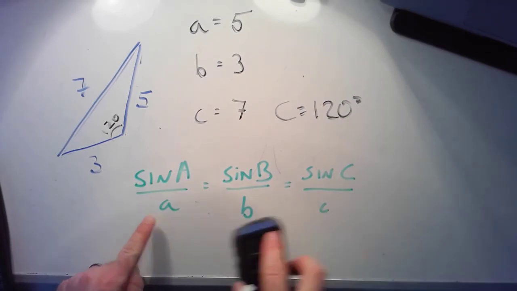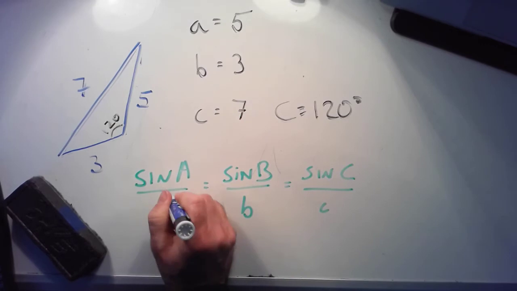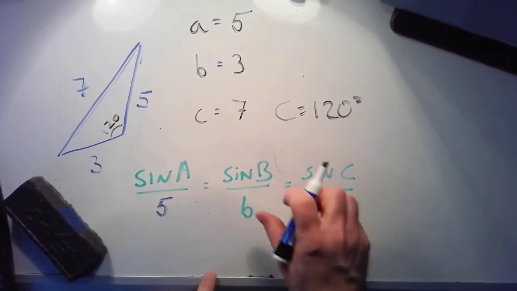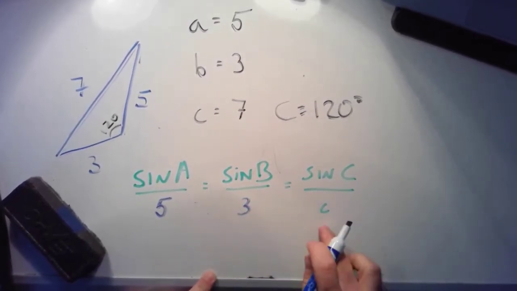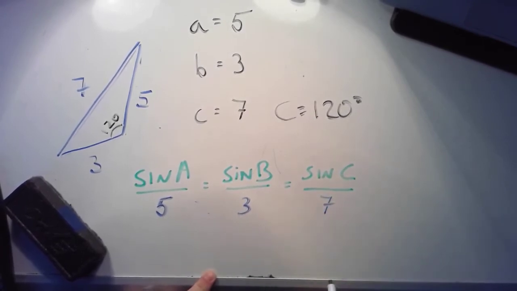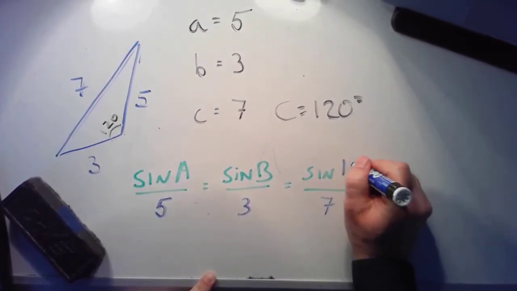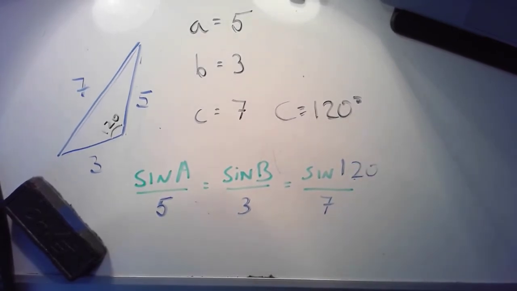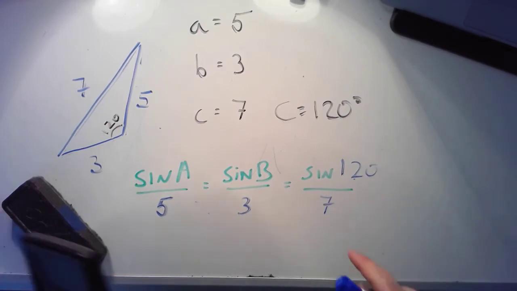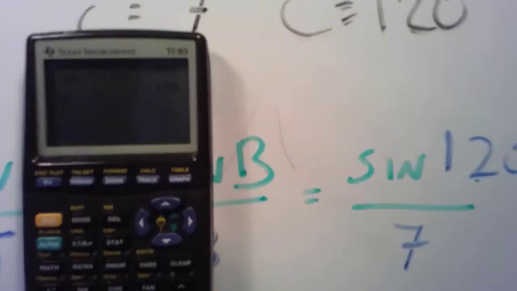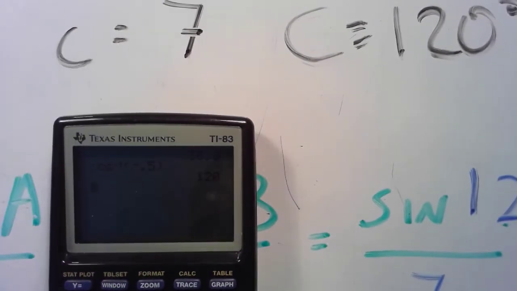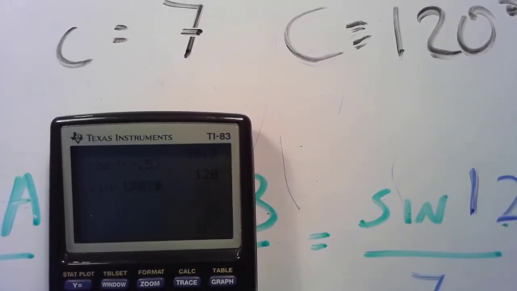So I've got A. That's 5. I got B. That's 3. I got C. That's 7. I got C. That's 120. So I'm going to do the sine of 120 and divide it by 7. See what I get. Sine of 120, close the parentheses, divided by 7, 0.123717, and so on.